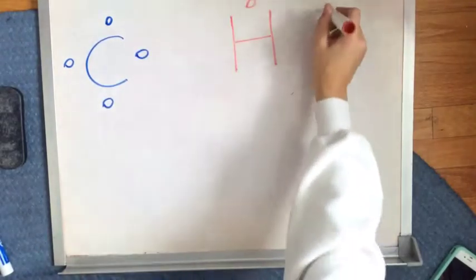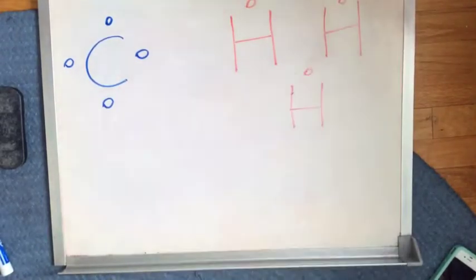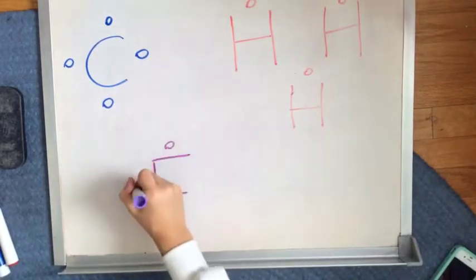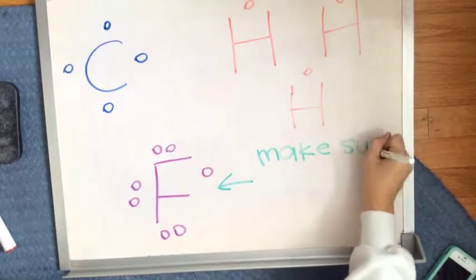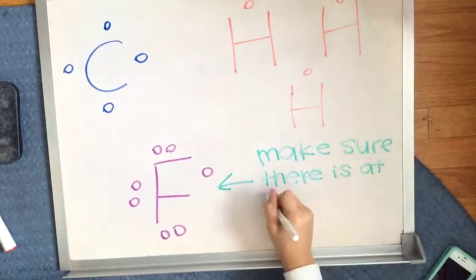I'm first going to draw this without worrying about the bonding sites or where they pair up. I'm just going to do this to visualize it a little bit better. You then want to make sure that you fill each orbital before moving on to the next one.